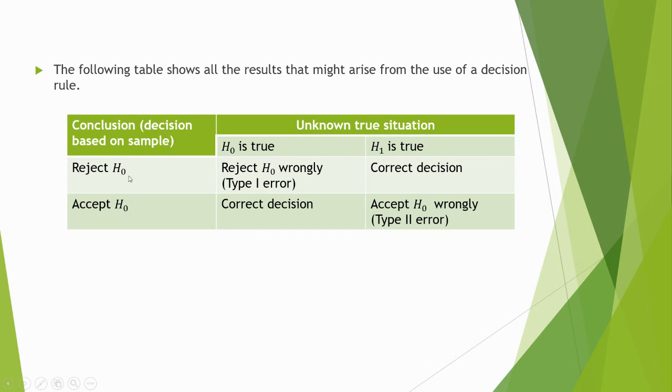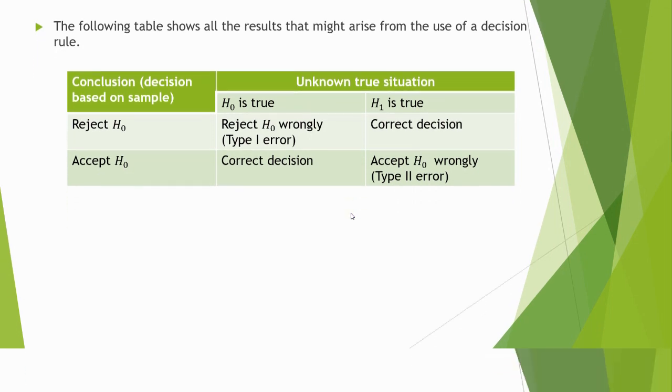So these are the conclusions. If we reject H naught, then H1 is true. If we accept H naught, then we will reject the other one. You cannot accept both. You have to reject one, accept one.